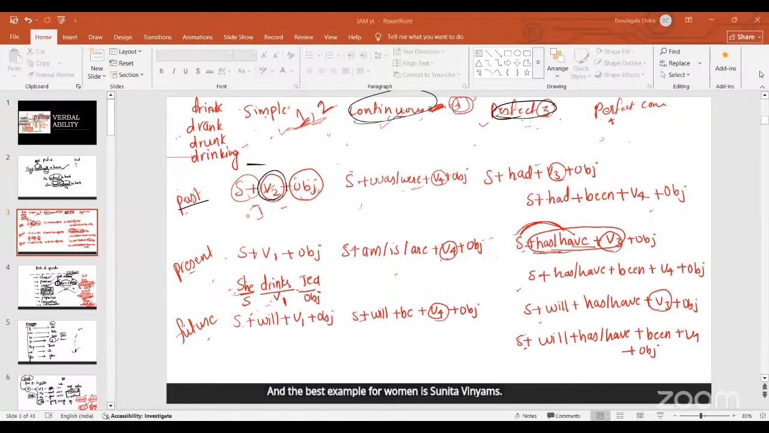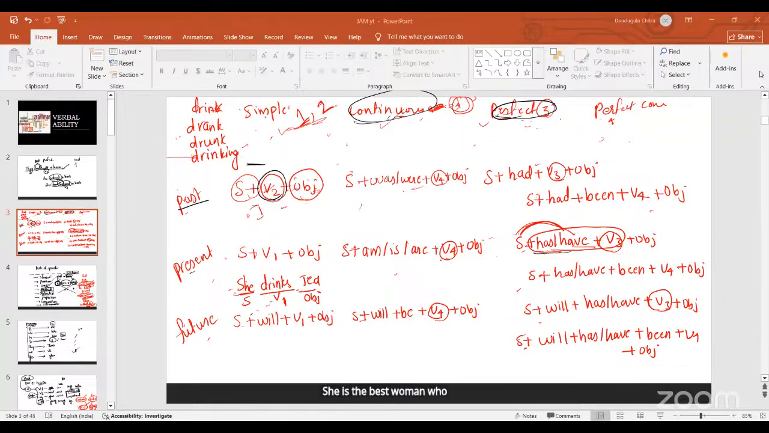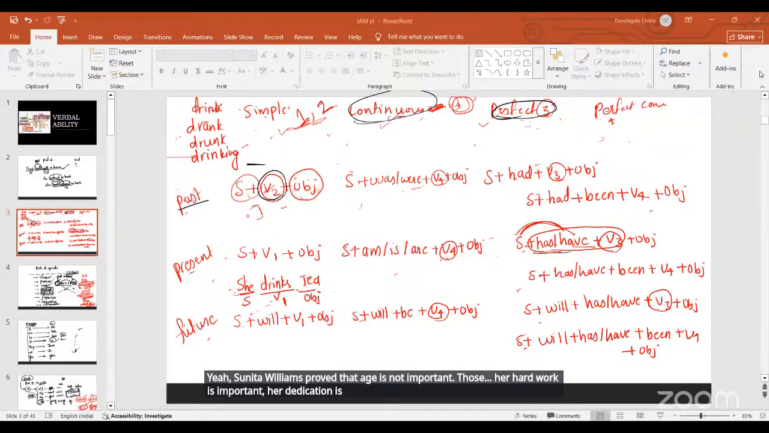Age is not important. The work is more important, and she's the best woman who proved it. Age is not important, work is the main thing. Yeah, Sunita Williams proved that age is not important. Her hard work is important. Her dedication is more important, right?